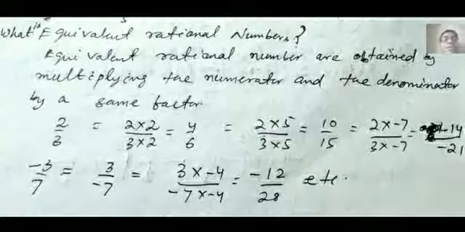2 by 3, if you want to express in terms of equivalent rational number, multiplied by 2, it becomes 4 by 6. If you multiply by 5, it becomes 10 by 15. If you multiply by minus 7, both numerator and denominator will become minus 14 by minus 21. So all these are the equivalent fractions or equivalent rational numbers of the given rational number 2 by 3.